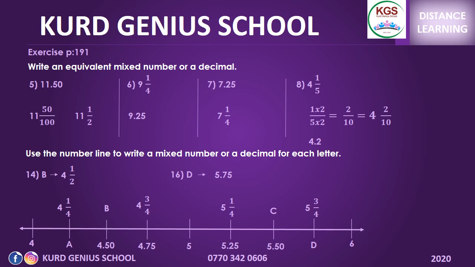Exercise page 191. Write an equivalent mixed number or a decimal. Number 5, 11 and 50/100ths.